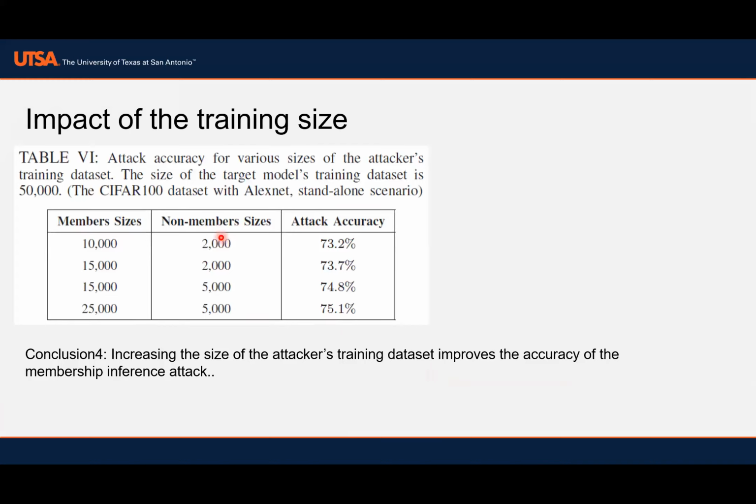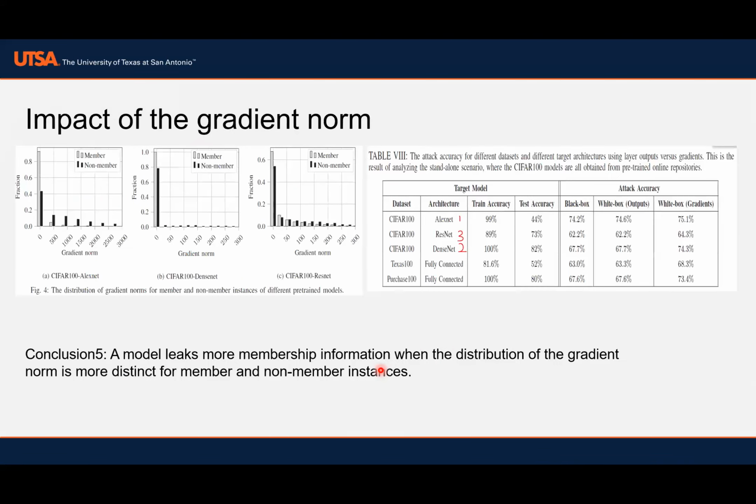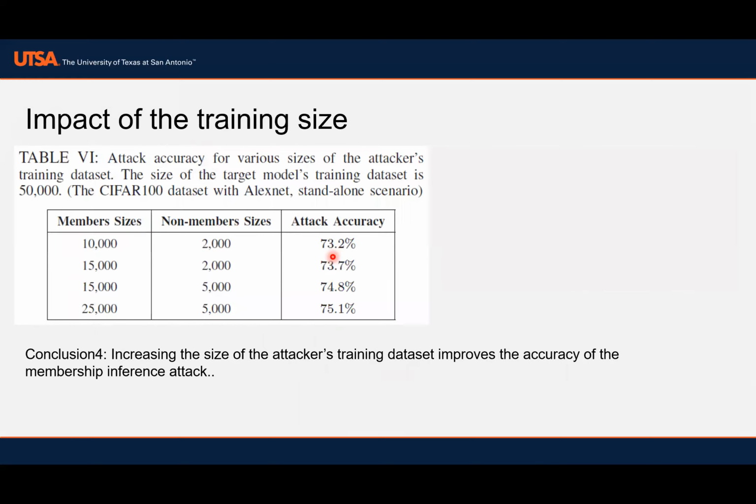Okay. And from the view of the training size, we can see that increasing the size of the attacker's training data set would improve the accuracy of the membership inference attack. And from the view of gradient norm, can you go back to the previous slide here? Okay.